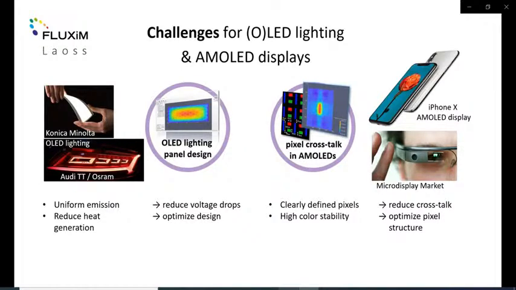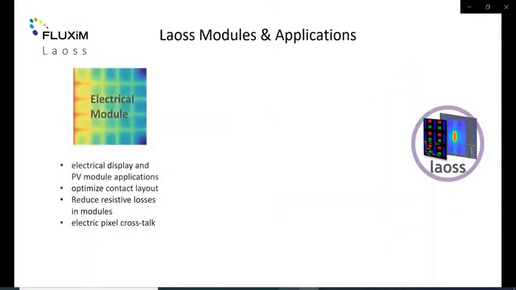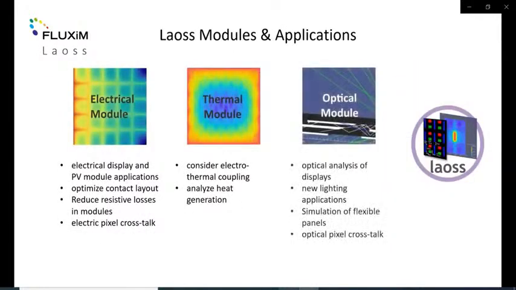In displays, clearly defined colors with good angular stability are needed. This is achieved by optimizing the pixel layout, their materials, and the structure in between them. LAOS is a simulation software that can address all those challenges. LAOS consists of three different modules: electrical, thermal, and optical. All of them have their specific field of application.